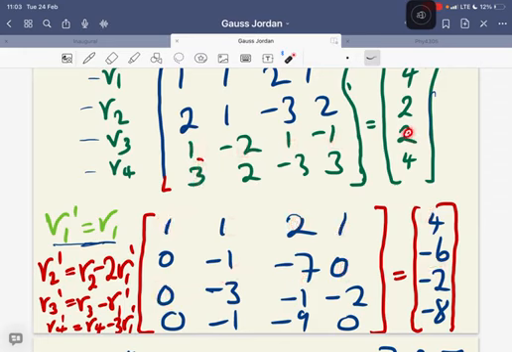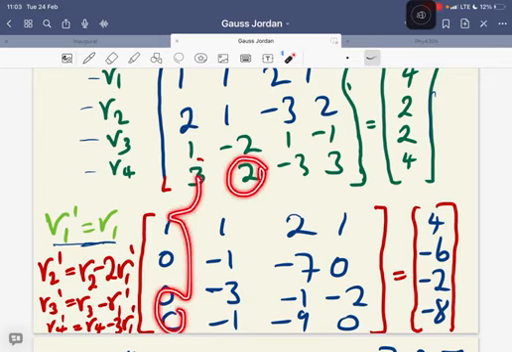2 minus 2 minus 2 minus 4 will give us minus 2. The same thing here, we take this. Since we have 3 here, we make this 3 by multiplying with 3. So 3 minus 3 minus 3. 3 minus 3 gives us 0.